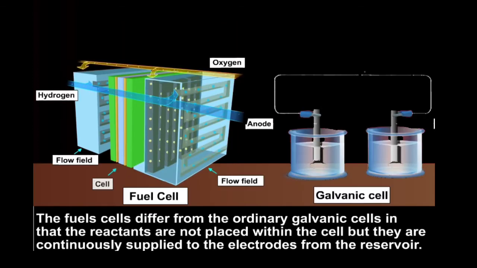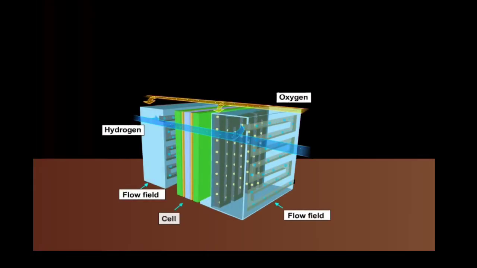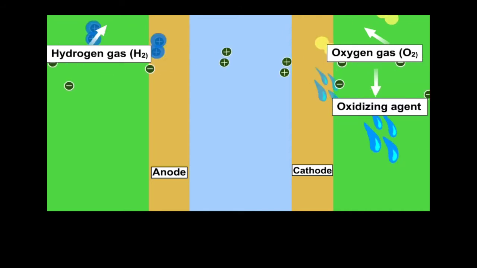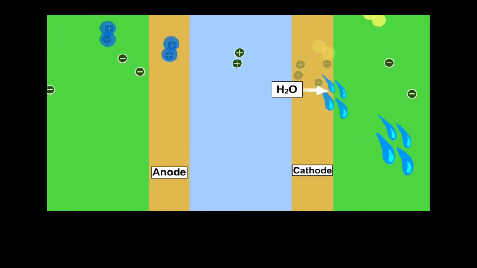The fuel cells differ from ordinary galvanic cells in that the reactants are not placed within the cell, but they are continuously supplied to the electrodes from the reservoir. The simplest fuel cell is the hydrogen-oxygen fuel cell. So now let us see the hydrogen-oxygen fuel cell. In a hydrogen-oxygen fuel cell, the fuel used is hydrogen gas and oxygen gas is the oxidizing agent.